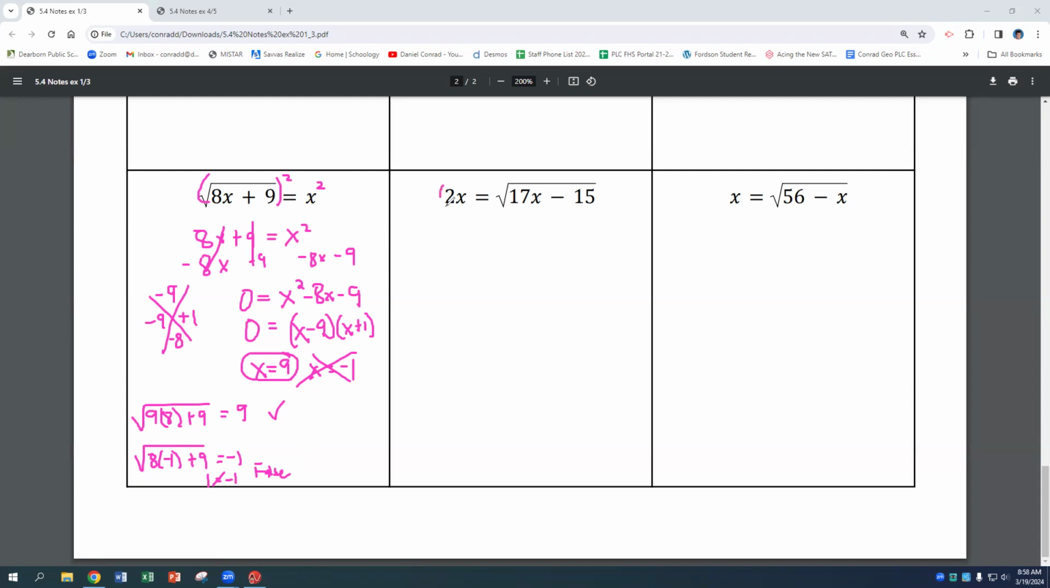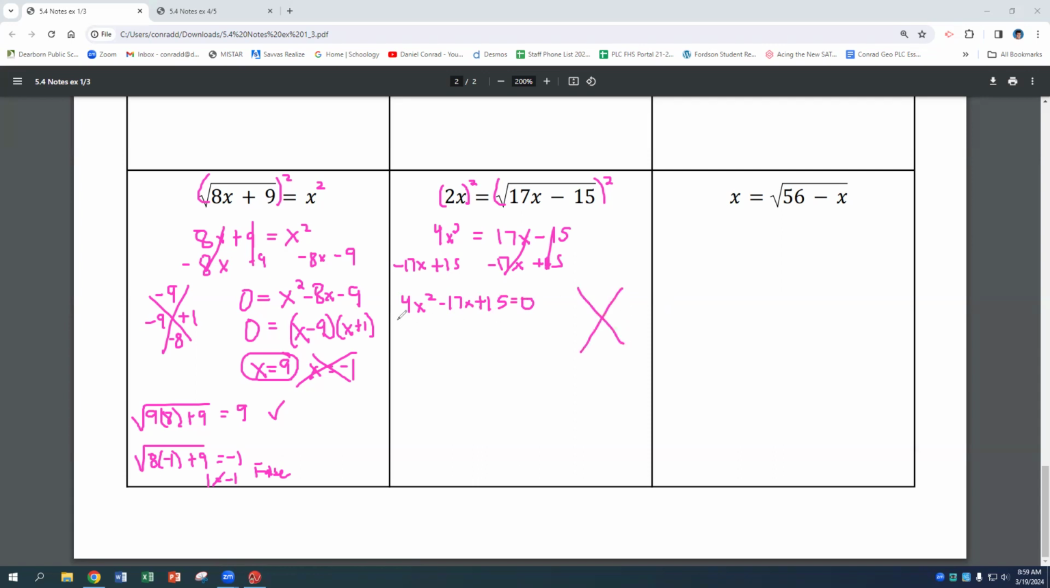All right, next one, radicals by itself. So I need to square both sides. On the left, 2 squared is 4, x squared is x squared. On the right, we get 17x minus 15. I'm going to subtract 17x from both sides. I'm also going to add 15 to both sides. Since it's an x squared, we want to move everything to one side. So now I have 4x squared minus 17x plus 15 equals 0.